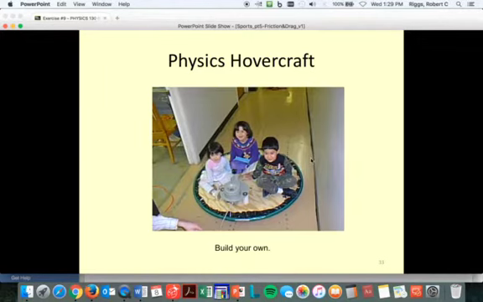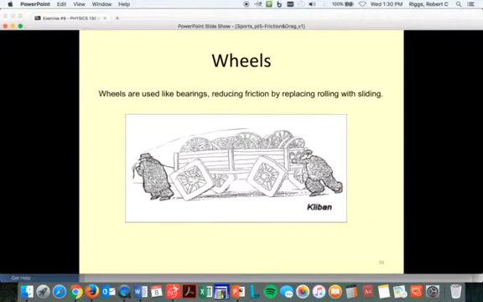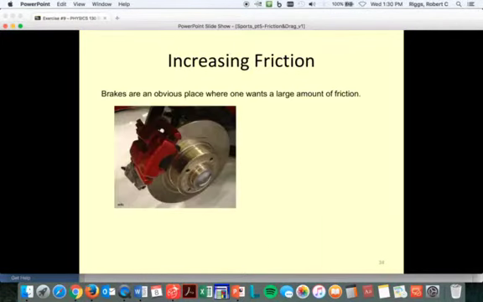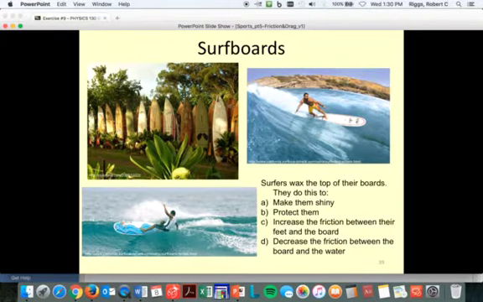So anyway, bearings help reduce friction in things. Wheels, of course, reduce friction. Surfboards. We want to increase friction. Why do they wax the top of their surfboards? Yes, to increase friction.